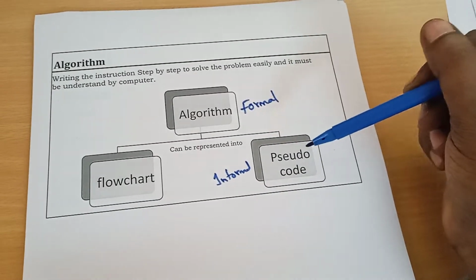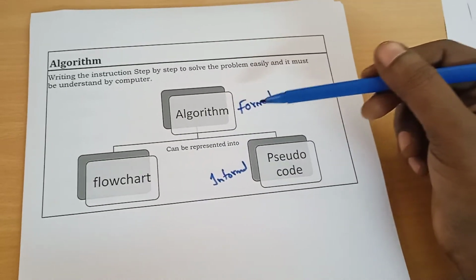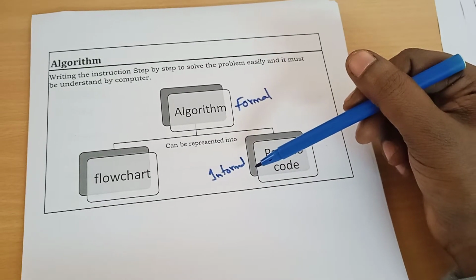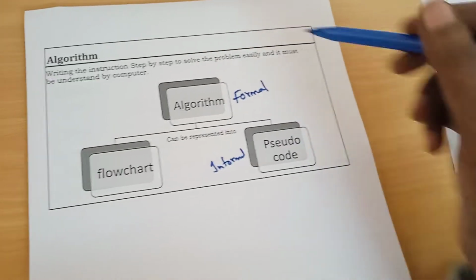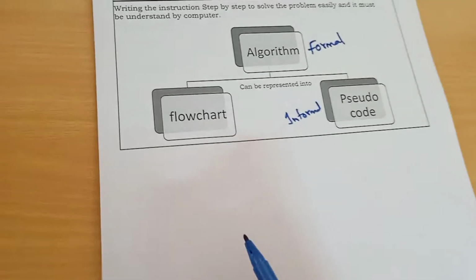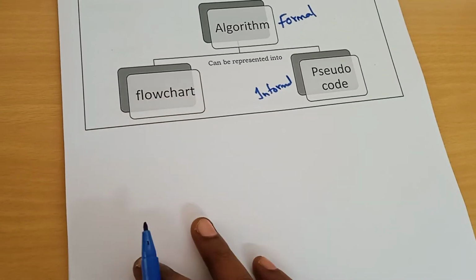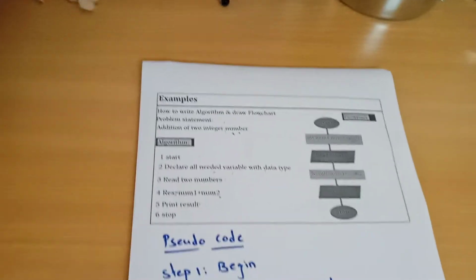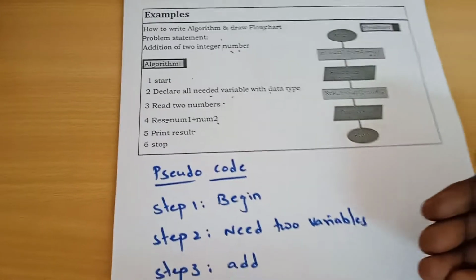So how can we differentiate this? The differentiation is: algorithm is a formal way of representing, pseudocode is an informal way of representing. Let's take an example to have clarity. Now, I wanted to add two numbers. For that, I'll write an algorithm as well as pseudocode. Look at this one, you can understand what is algorithm and pseudocode.